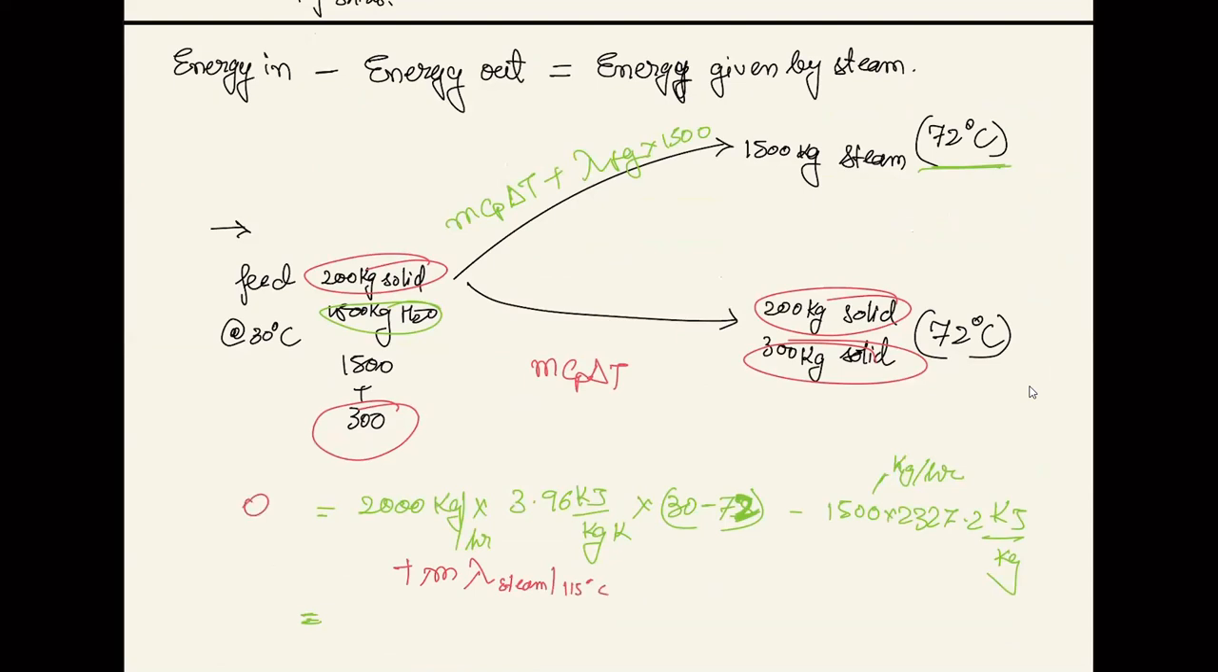Or I can just put it over here and I can say m lambda is equal to this, or I can then say m lambda is equal to 2000 into 3.96 times 72 minus 30, which is 42, plus 1500 into 2372.2. All this is in kilojoules per hour. Is it clear how energy calculations are done? I don't know where else it comes up, but this concept of doing calculations with a reference state comes up in many places.